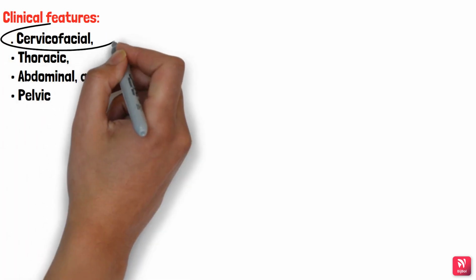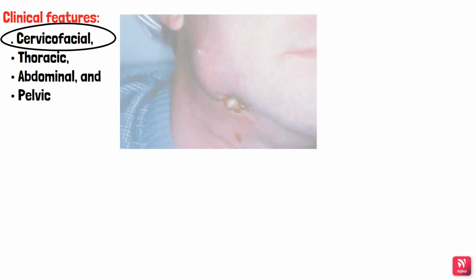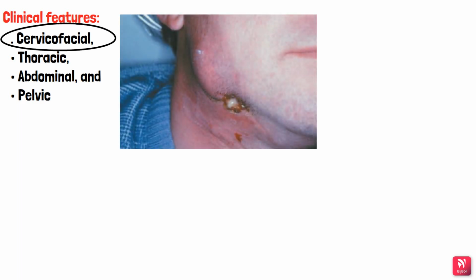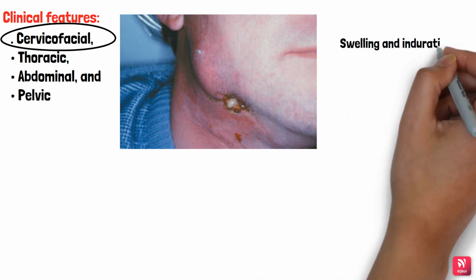If you see cervicofacial actinomycosis, it is the majorly occurring form. It constitutes the major occurring form among all others. Here it causes swelling and induration of the tissue where it has caused the lesion. As you can see in this picture, there is a swelling, and if you touch it, it will give that hard appearance. That is why it is indurated.